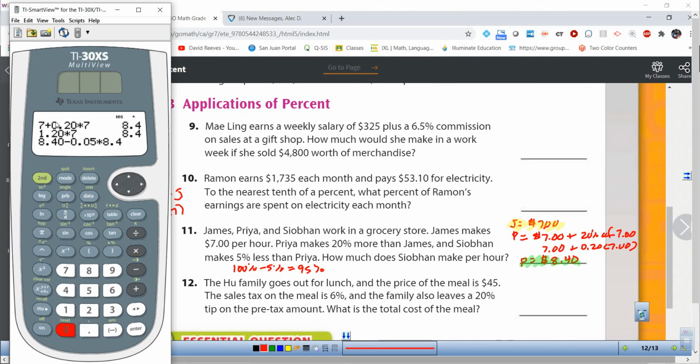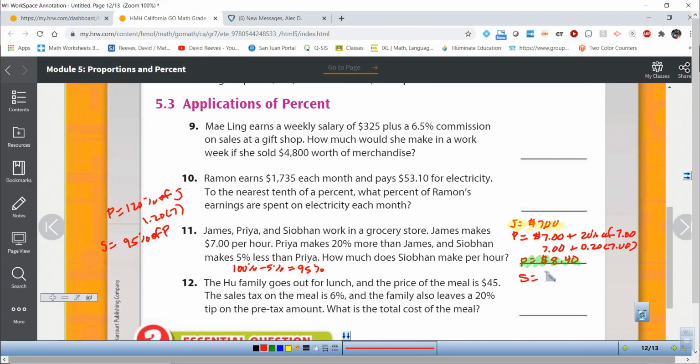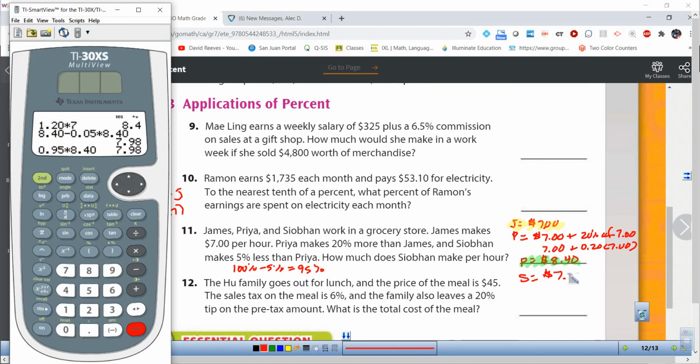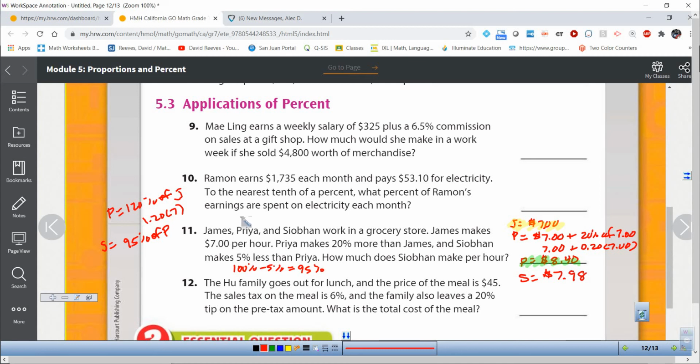So that would be like the first way we did it, where we added 20%. This one we're subtracting, right? Or the easier way is say, I'm just going to do 95% of that 840, because if you take away 5%, you have 95%. Either way, we get $7.98. Okay, so Siobhan makes $7 and 98 cents, wasn't it? All righty.